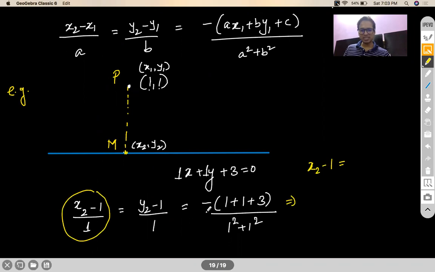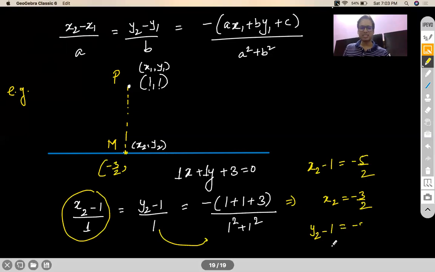x2 minus 1 is equal to this expression. This expression is minus 5 by 2. Correct? So your x2 value will be minus 3 by 2. Okay, so this x coordinate is minus 3 by 2. Similarly, when you compare these two, you get y2 minus 1 is equal to minus 5 by 2. That means y2 value is also minus 3 by 2. So this point is also minus 3 by 2.